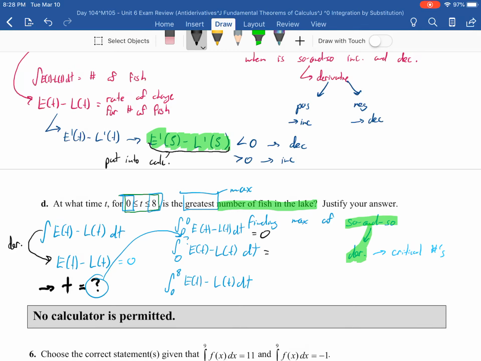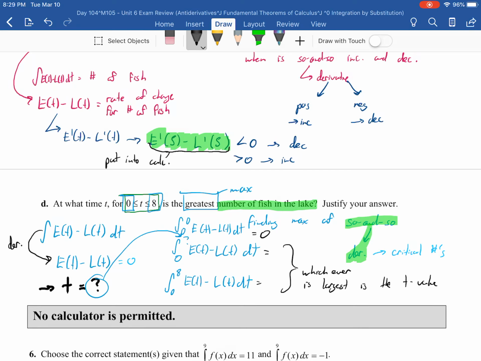The other gives us some value that we could just plug into a calculator, and this will give us another value. Now, out of these three values, one of these is going to give us the greatest number of fish. I believe it's the middle one, but I would have to look at the solution guide again. Whichever number is biggest, or largest, is the t-value that you want. It is the t-value that corresponds to when the greatest number of fish is in the lake.